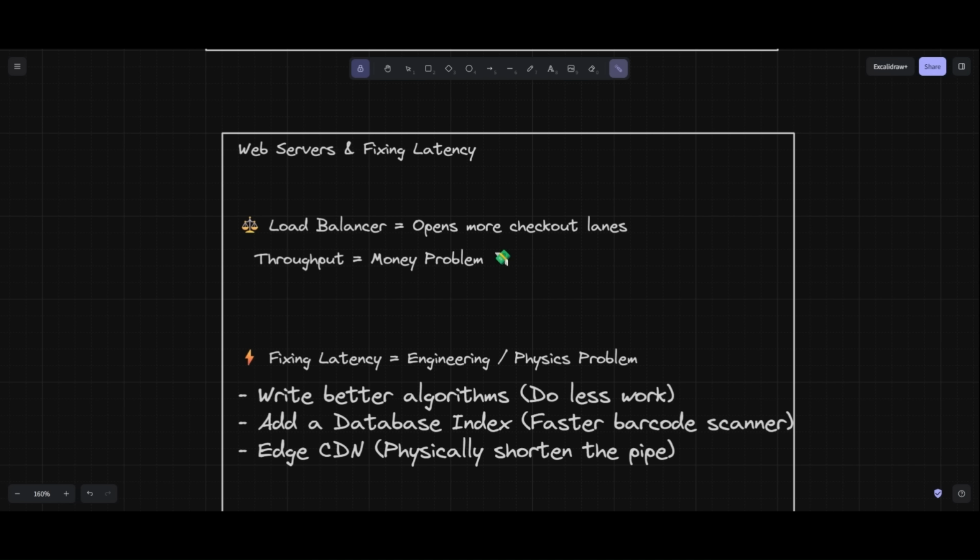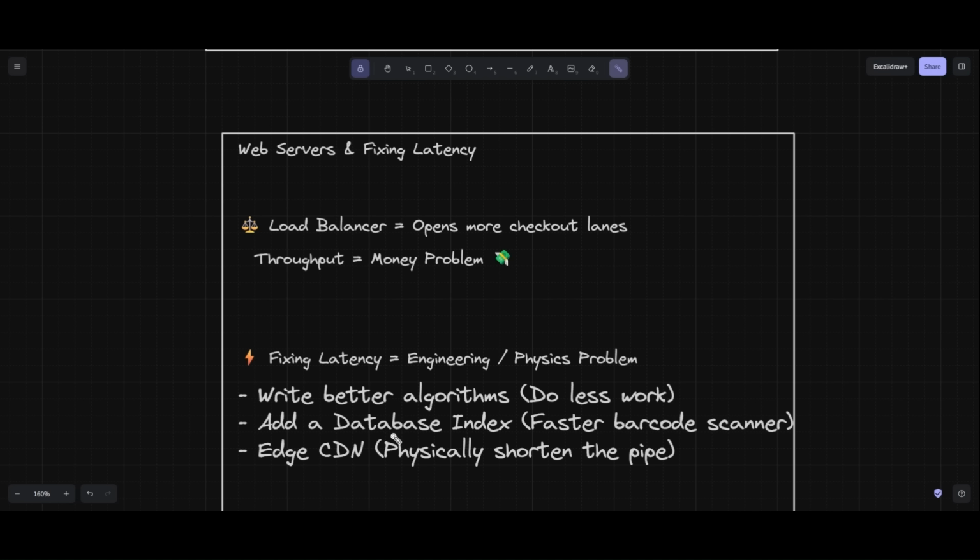If a packet has to go from Tokyo to New York, it's going to take roughly maybe 80 to 100 milliseconds minimum, just bouncing through fiber optic cables. You can't buy a wider cable to make the light travel faster. The speed of light is a hard stop. So you have to redesign your system, maybe replicate your database to Tokyo, so the packet doesn't have to travel as far.